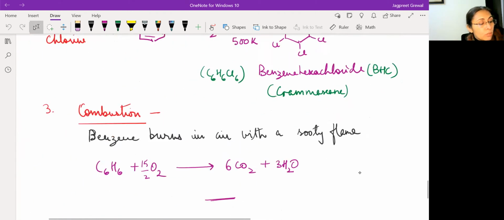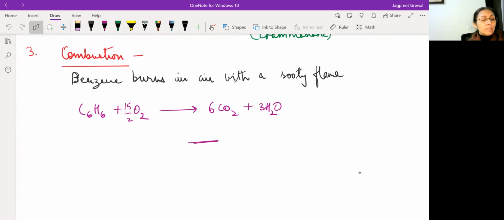Okay. So next is combustion. Benzene burns in air with a sooty flame. It produces carbon black. Okay. And this is the equation for the reaction. So with that, we'll finish with the chemical properties of benzene.